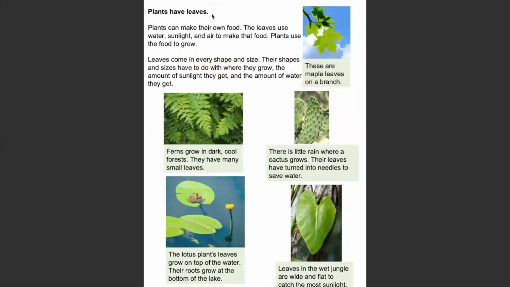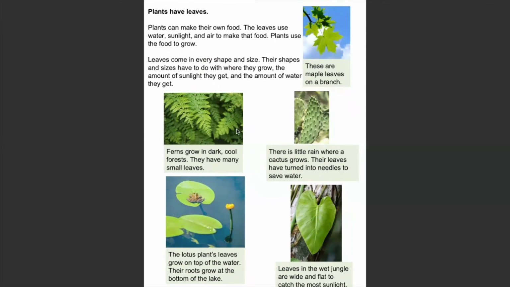Plants have leaves. Plants can make their own food. The leaves use water, sunlight, and air to make that food. Plants use the food to grow. Leaves come in every shape and size. Their shapes and sizes have to do with where they grow, the amount of sunlight they get, and the amount of water they get. These are maple leaves. These are maple leaves on a branch.